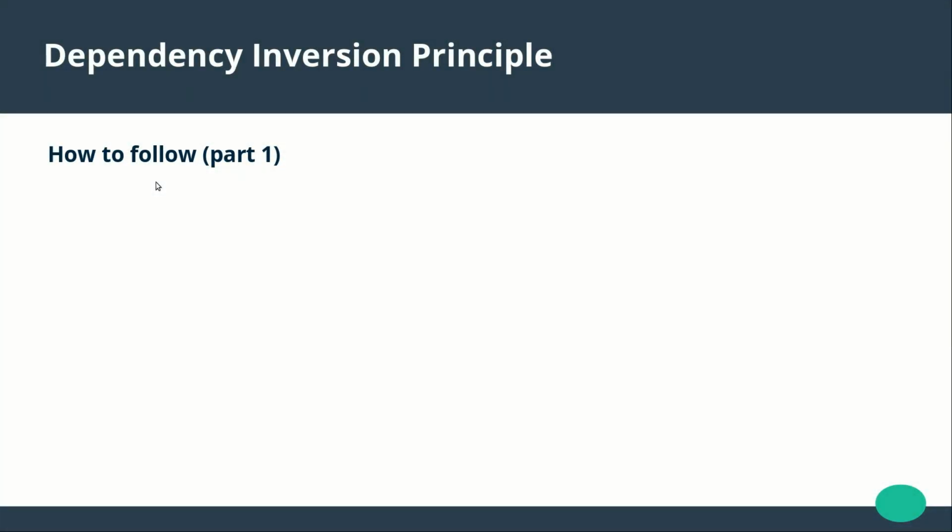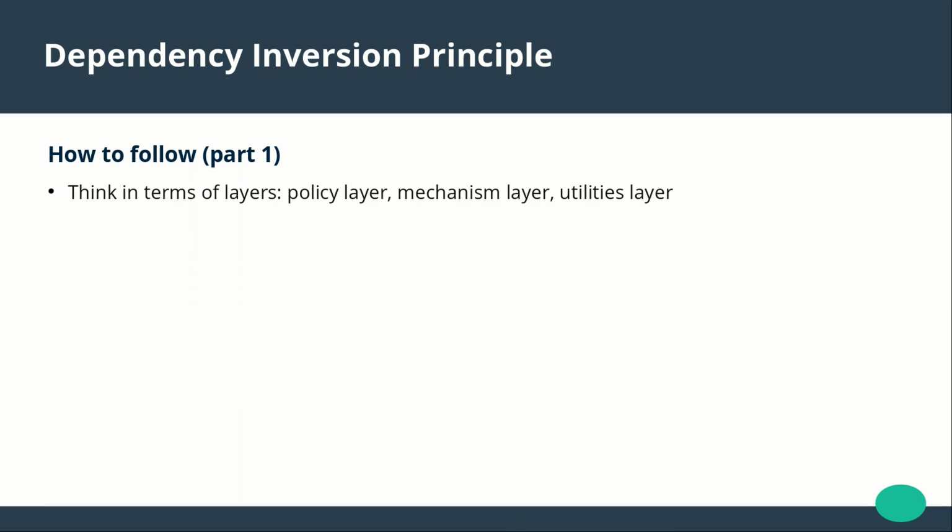Hello. So, how do we follow the dependency inversion principle? How do we comply with it? First, think about your application. Think about your code in terms of layers. Find policy layers, mechanism layers, utility layers.